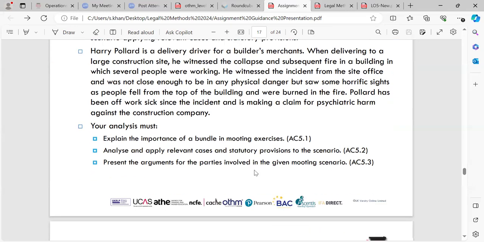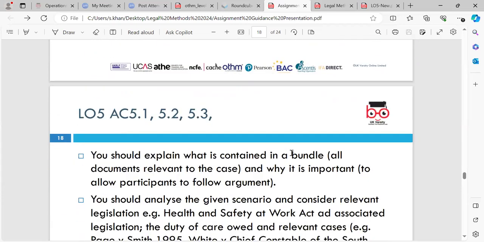Okay, so you should explain, first heading, explain the importance of a bundle, AC 5.1. Secondly, you should analyse and apply relevant cases and provisions to the scenario, AC 5.2. And then you should present the arguments for the parties involved in the given scenario, AC 5.3. So this is what you need to do for the mooting one.